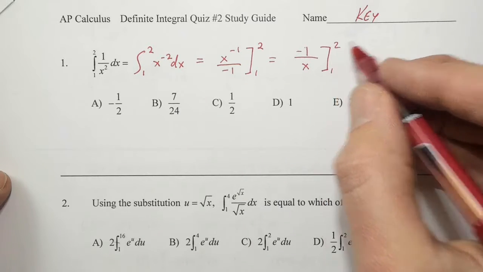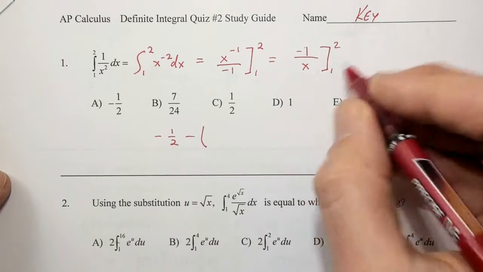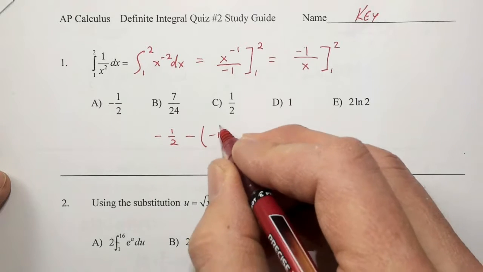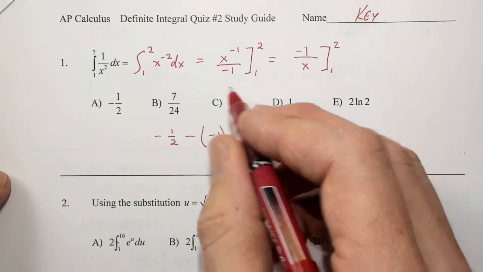We're going to plug the 2 in first, so we're going to have negative 1/2 minus, and then we plug in the 1, which is negative 1. So we have negative 1/2 plus 1, which is 1/2.